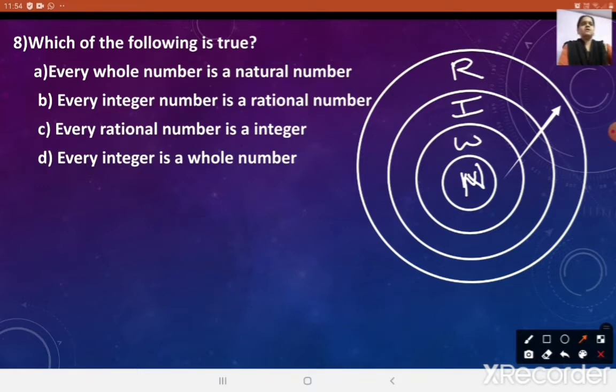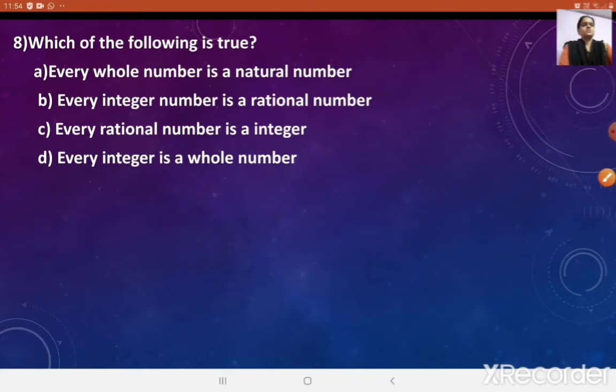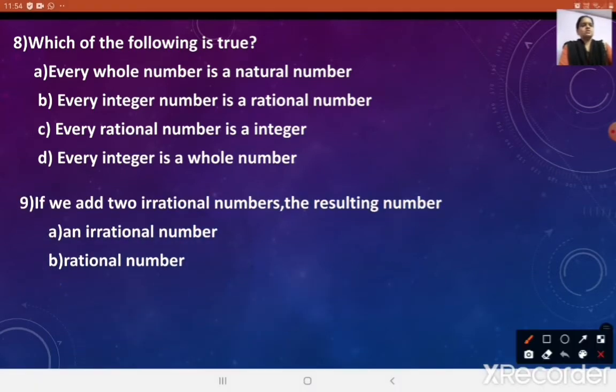Every whole number is a natural number. It is in a reverse way. Is the statement true? No. Second, every integer is a rational number. Integer to rational, correct, from inner to the outer circle. So the second option is correct. If you want, you can see the C and D options also. Every rational number is an integer? Not possible. Every integer is a whole number? Not possible. So what is your correct option in this case? Second option is your correct: every integer is a rational number.